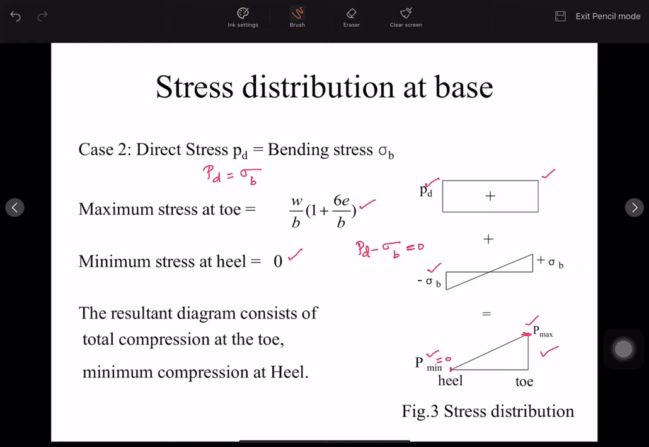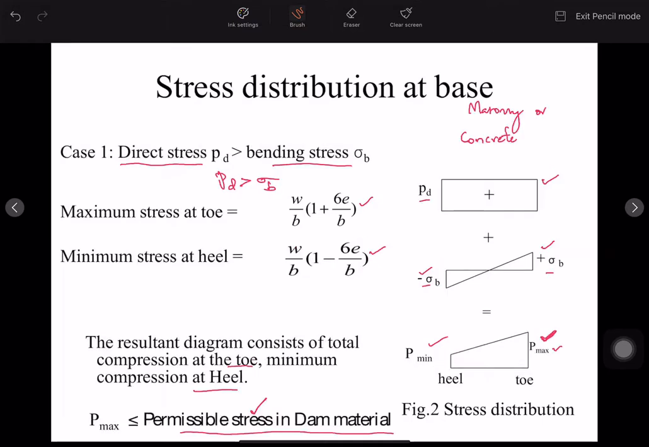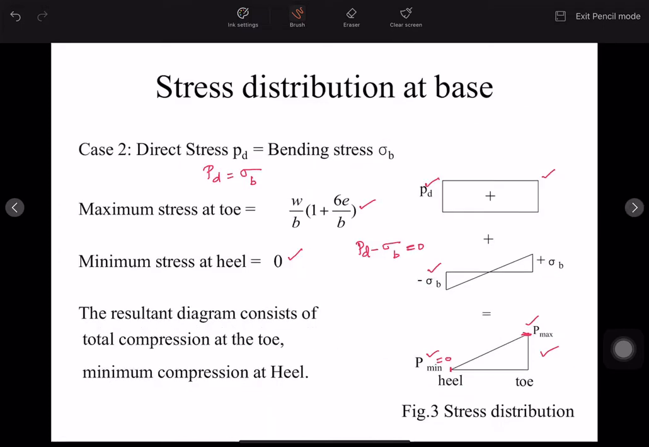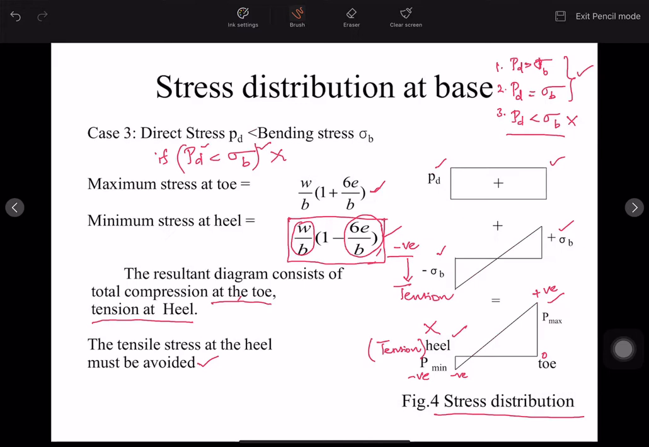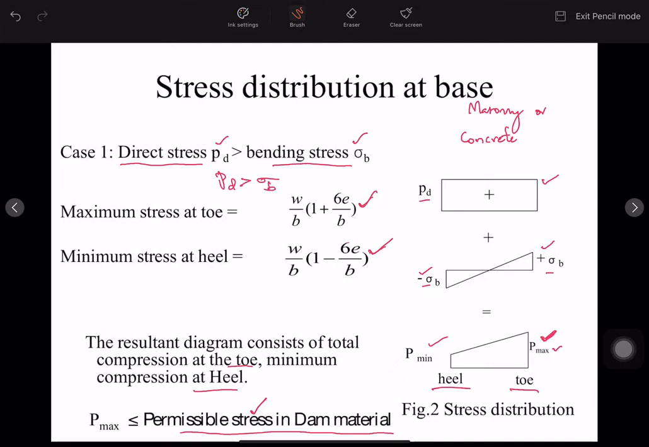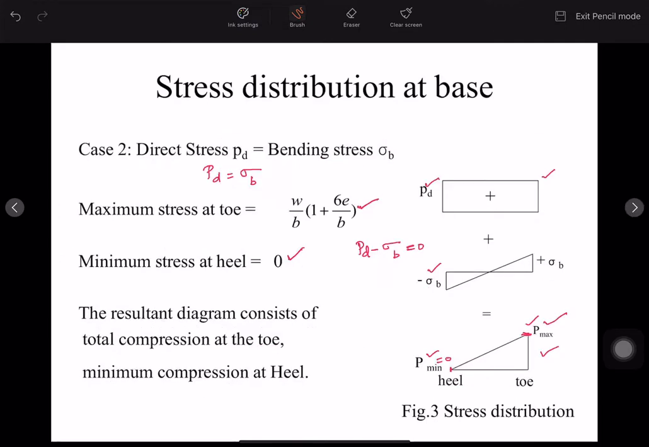So remember these values in each case. What if the direct stress is greater than sigma b? What values do we get at heel and toe? Remember these values, because they may be useful for some competitive exams. And in the same manner, if the direct stress equals sigma b, we need to remember these two values. And in the third case also, if it is less than sigma b, we need to remember these values. And in each case, not only the first case, we need to compare the p max value with the permissible stress in the dam material.